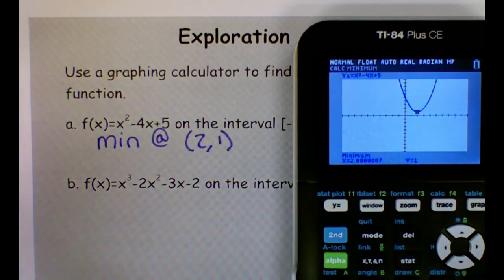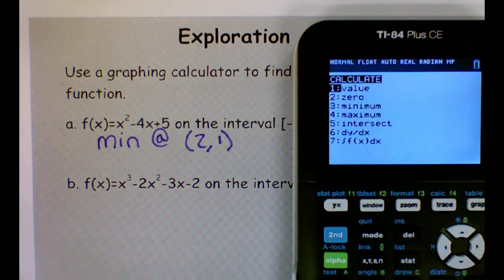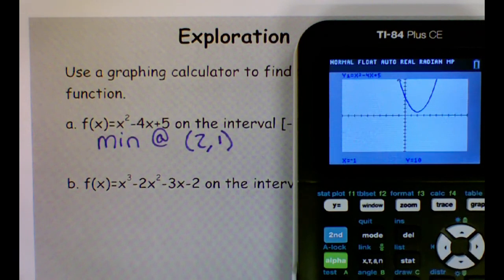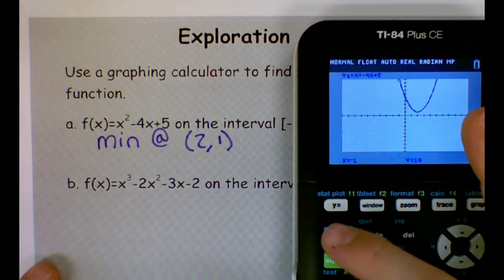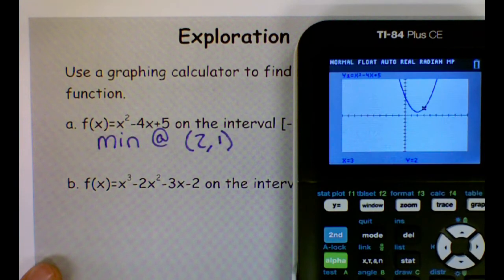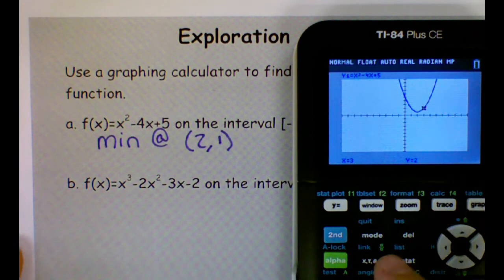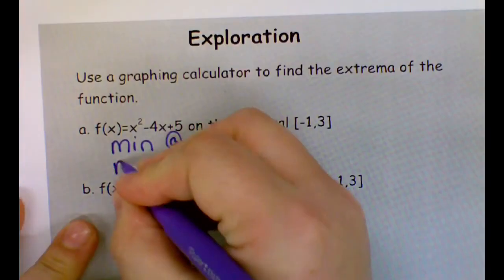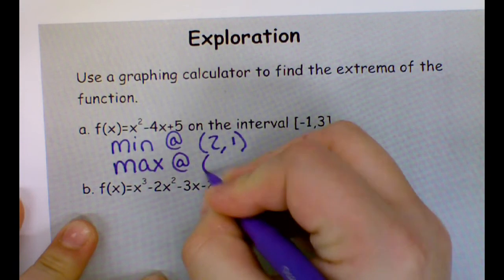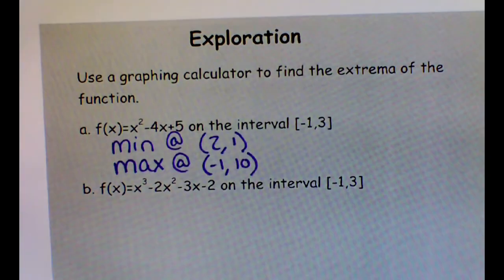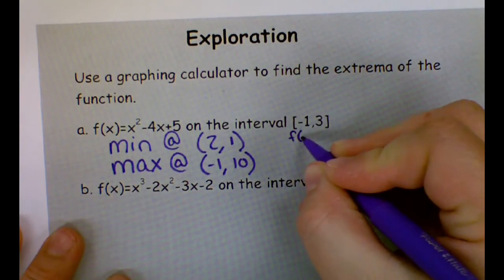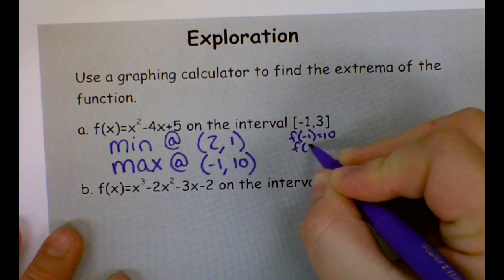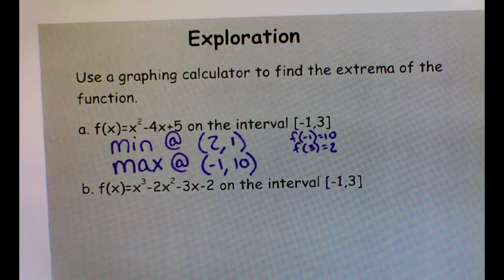Cool. Now I can use my calculator to easily find the maximum. It's either going to be at -1 or 3. It's going to be one of those endpoints. So I can hit second calculate value and just type in x is -1. Y was 10. We'll do the same thing for our other endpoint. Value when x is 3, y was 2. Well, 10 is obviously bigger than 2, so my max is at (-1, 10). So remember, we always need to evaluate those endpoints, right? F of -1 was 10. F of 3 was 2. 10's bigger. There we go.